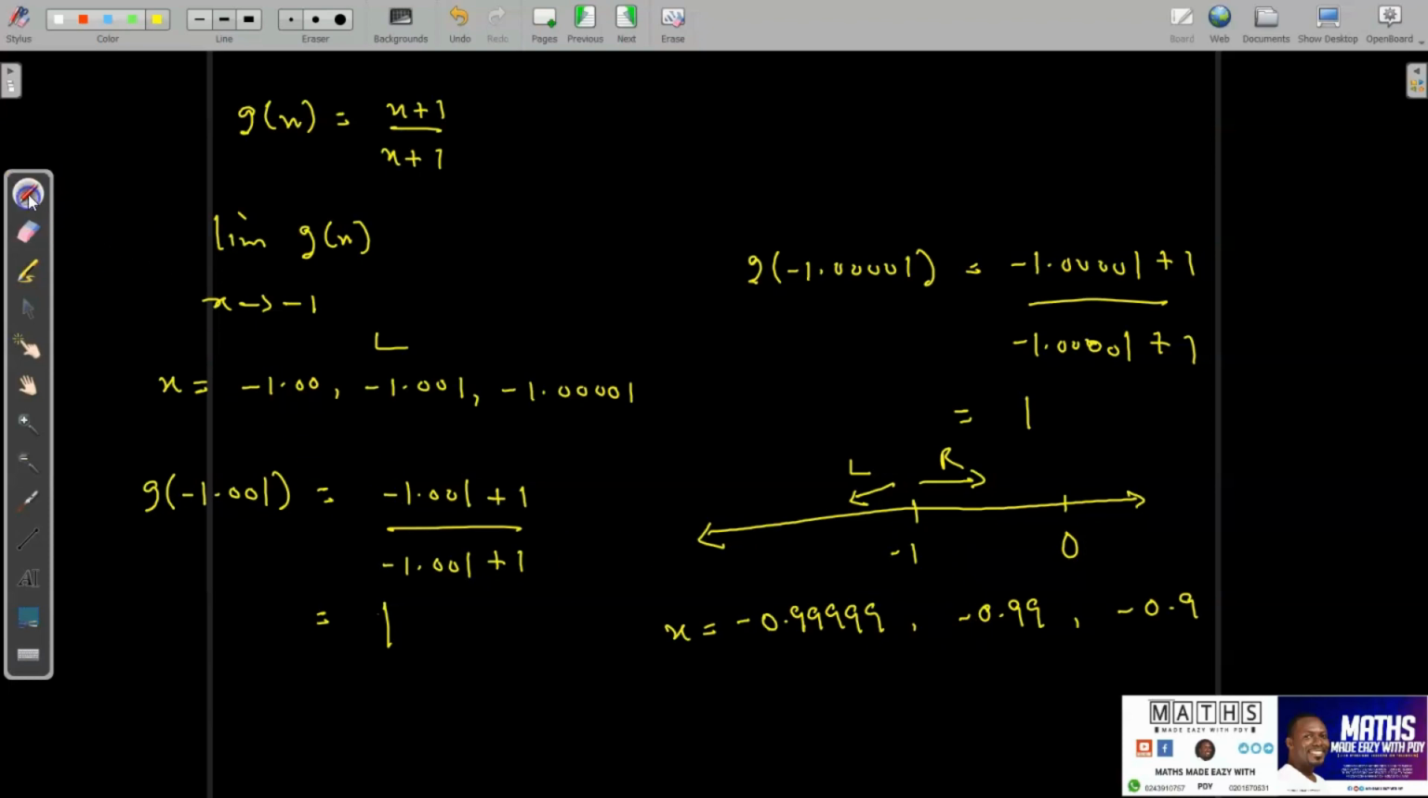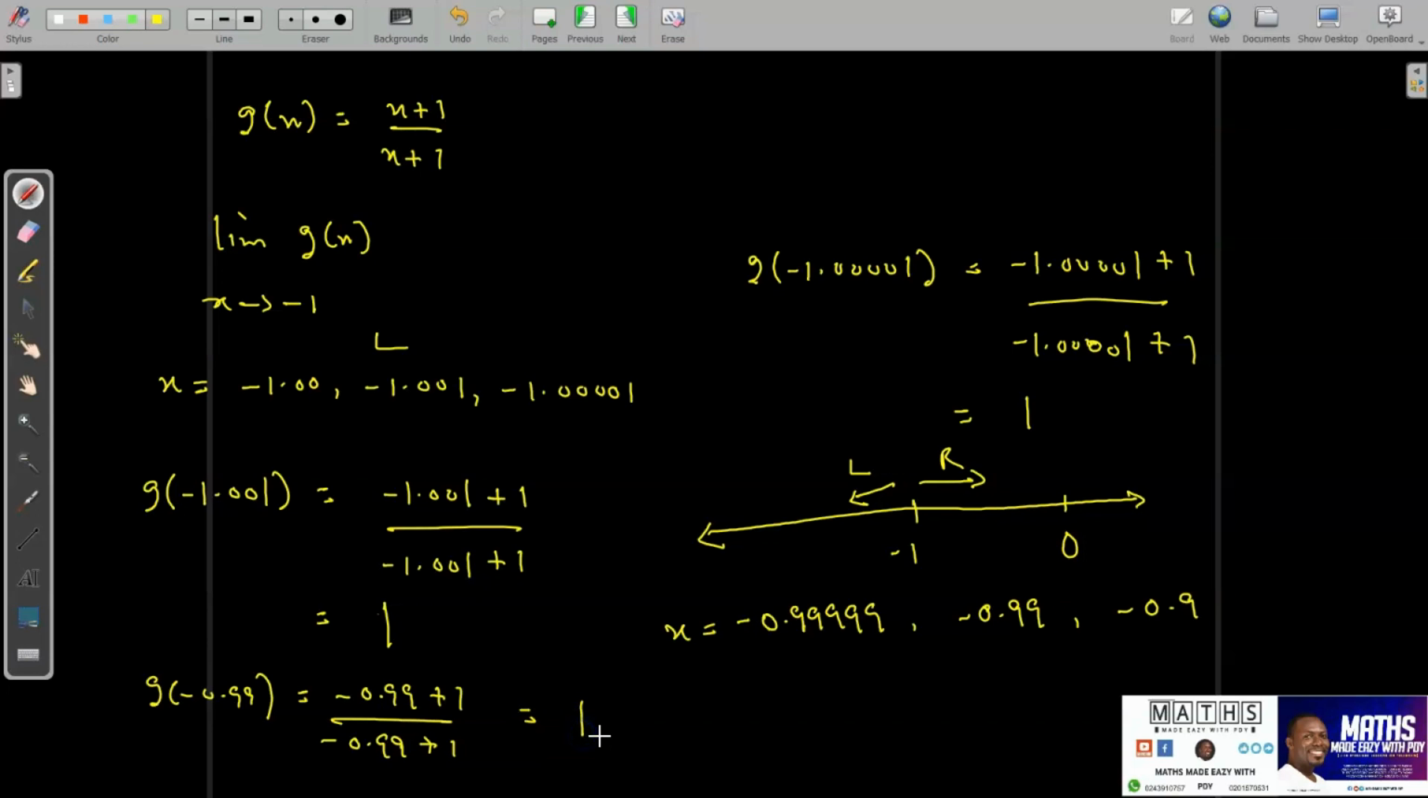Yes, please. Okay, so let us use these numbers to substitute in there, and then let's find out the result. So just help me out with your calculator. If you should find g of negative 0.99, then that is going to be negative 0.99 plus 1 all over negative 0.99 plus 1. Please, what answer are you getting? When you simplify it with your calculator, you are getting 1.